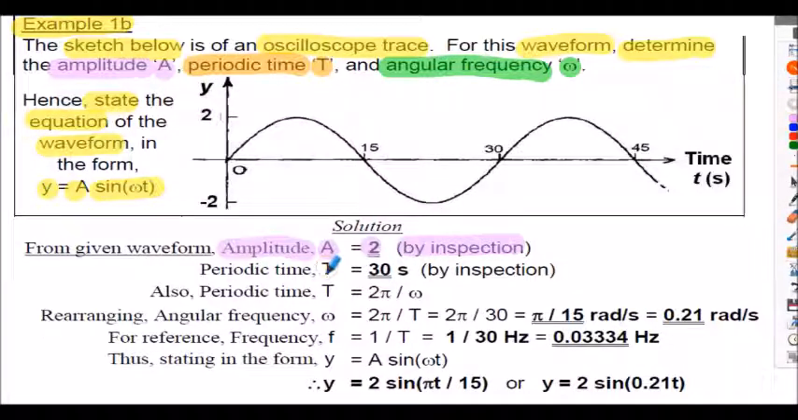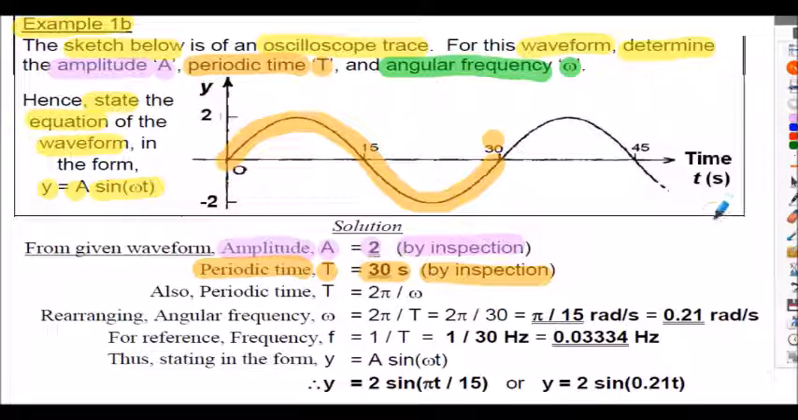Next we're going to find the periodic time, capital T, and don't forget that's the time it takes to do one complete oscillation or one complete cycle. So from the sketch shown, this would be one complete cycle, and we can see that the periodic time is 30 seconds. So by inspection again, 30 seconds is the periodic time.